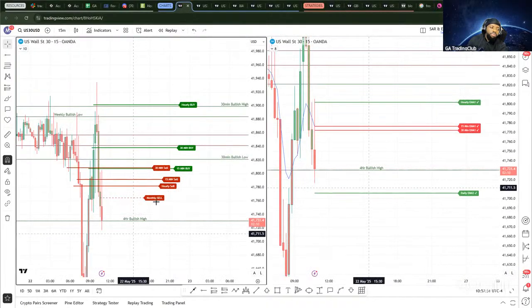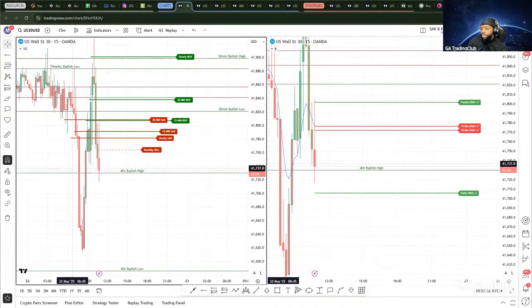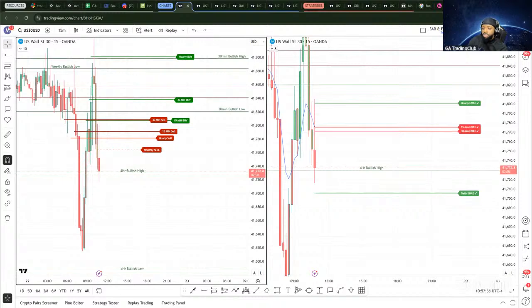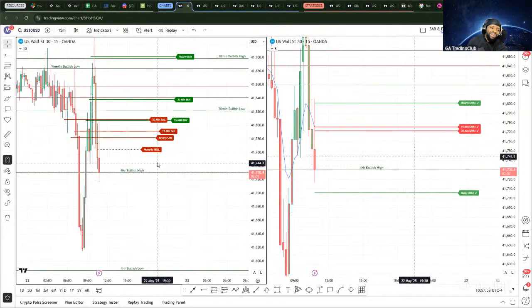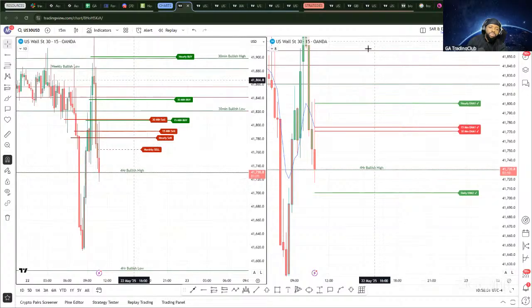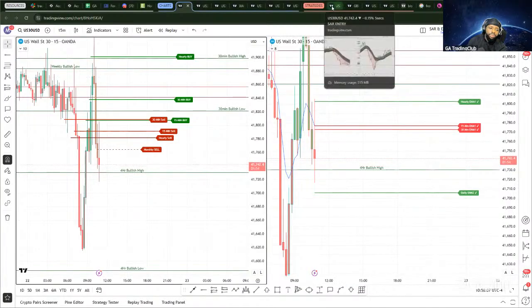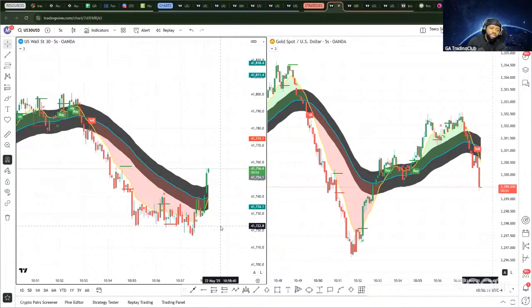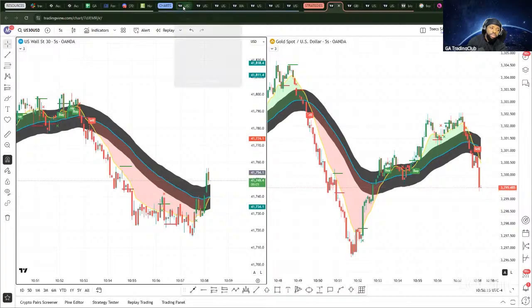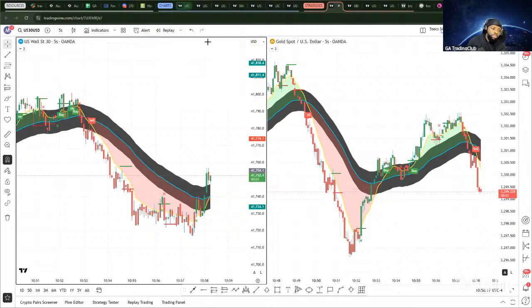I'm hoping maybe we can get a 15-minute SAR rejection in the next 3 minutes, but we'll see. There's actually not 3 minutes, 2 minutes now. So we'll see. Man, look at that push.